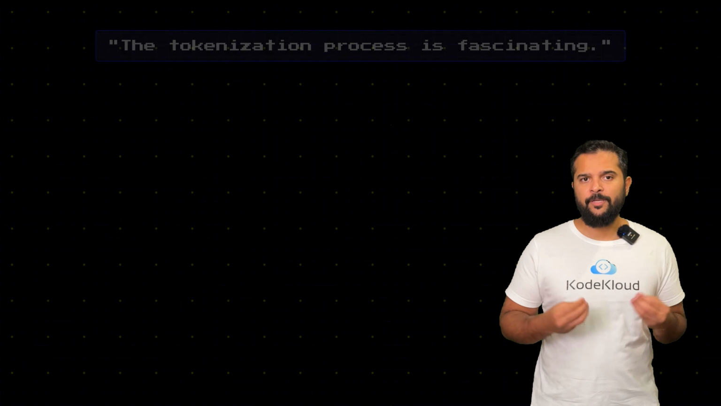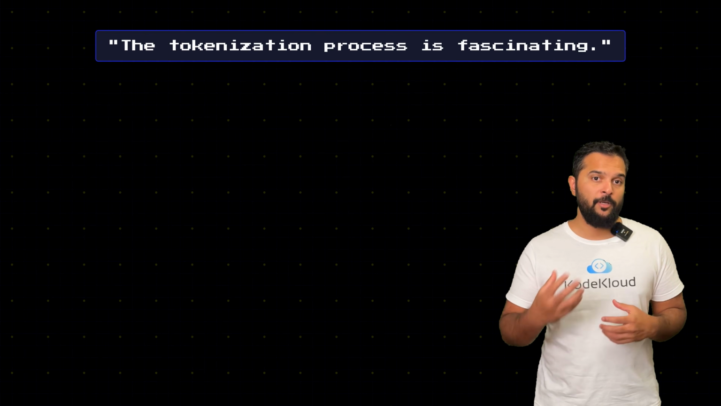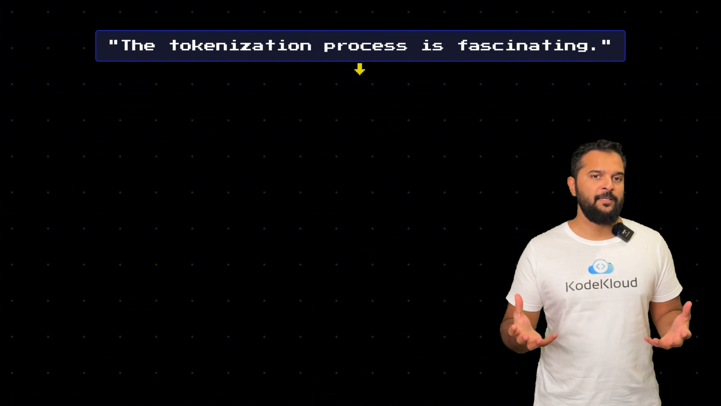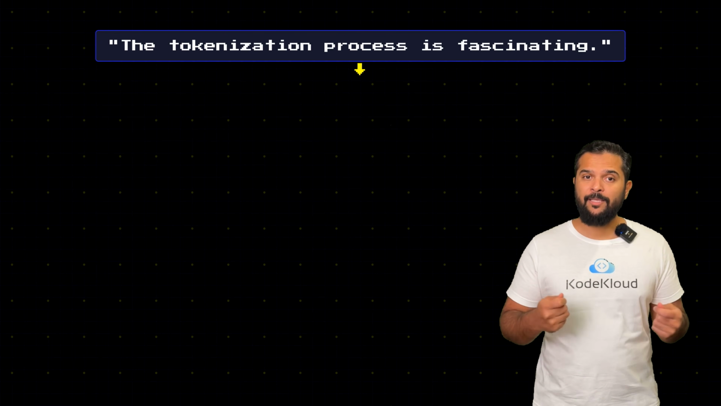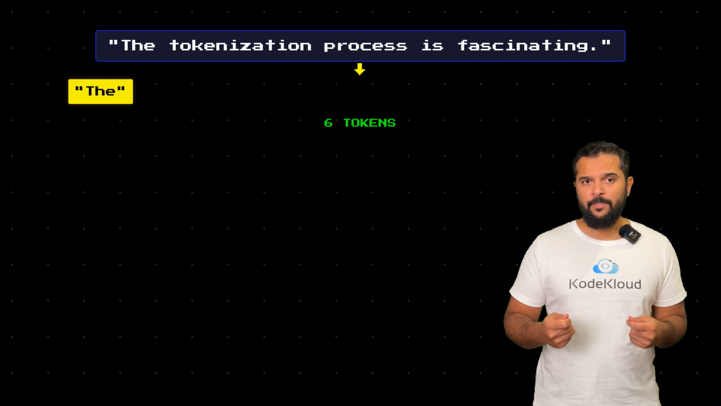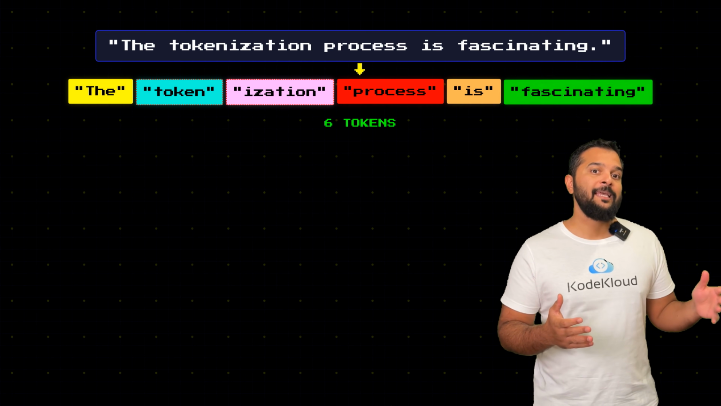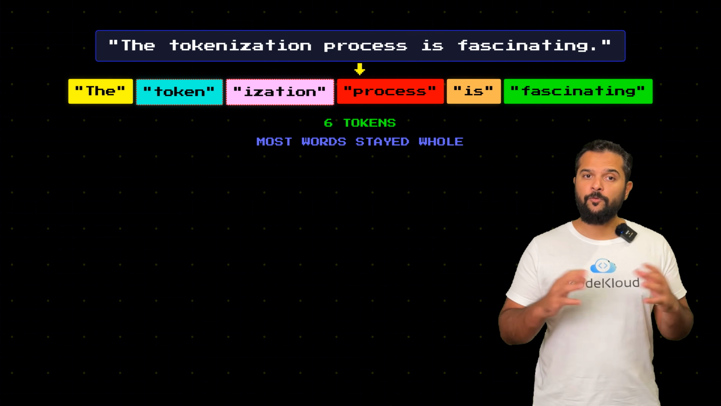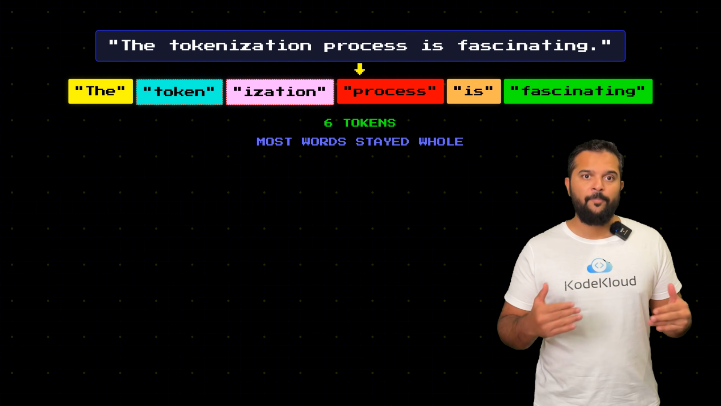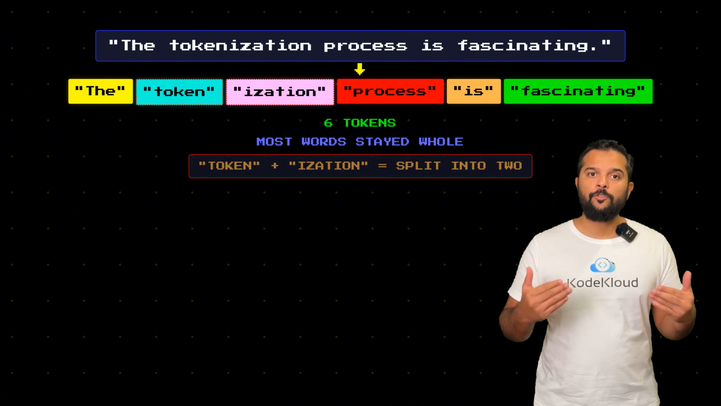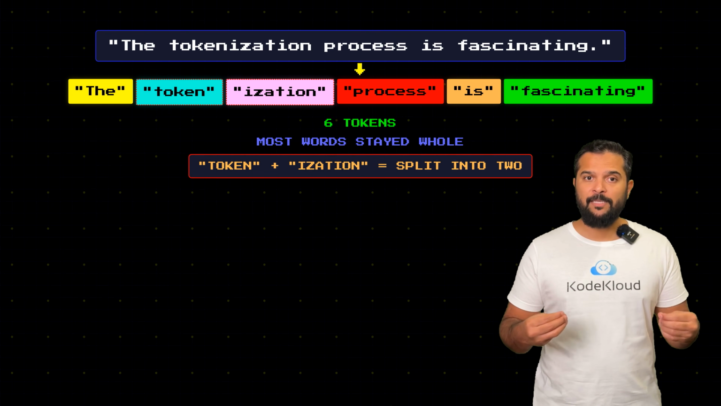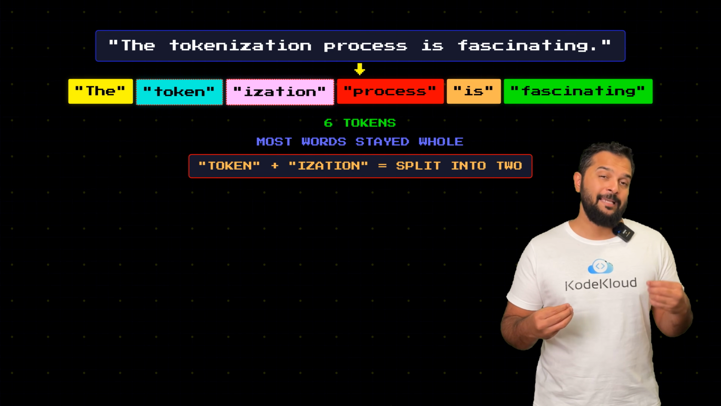So here's a concrete example. Take the sentence, "The tokenization process is fascinating." When tokenized, it breaks into 6 tokens: The, tokenization, process, is, fascinating. Most of those words stayed whole. They're common enough to be their own token, but tokenization got split into 2, token and ization.